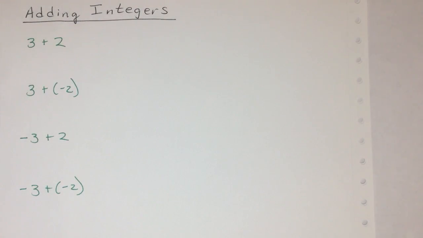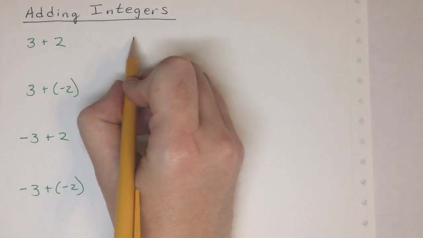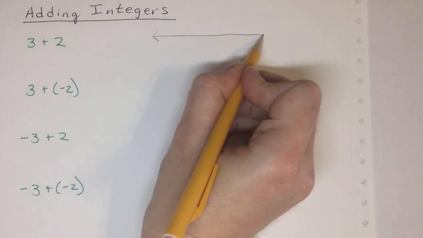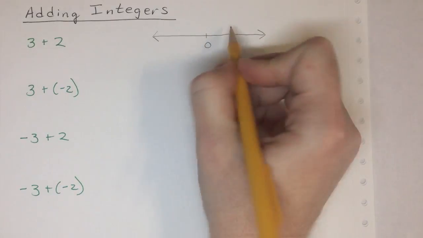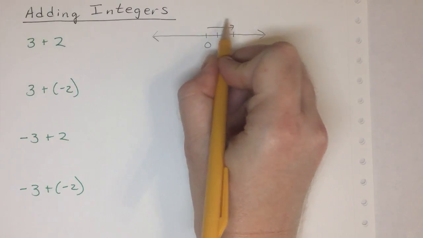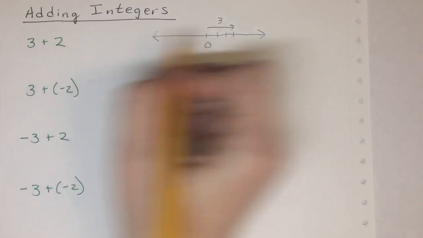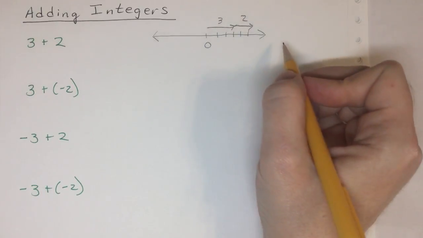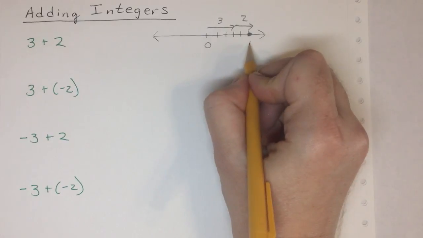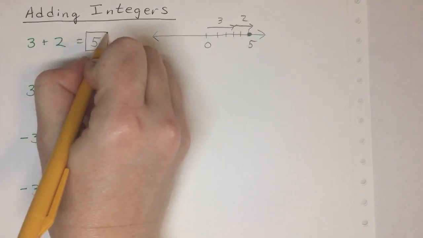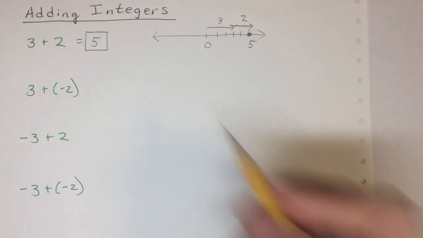We're going to be talking about adding integers. One way we can do any addition is simply using a number line. So if I have 3 plus 2, I'll start at 0. I'll move 3 to the right, and then from where I stopped, I'll move 2 more to the right since that's positive. I end up at 5. So 3 plus 2 is 5, just as you've always had it.